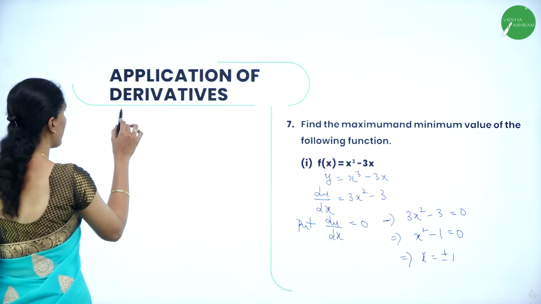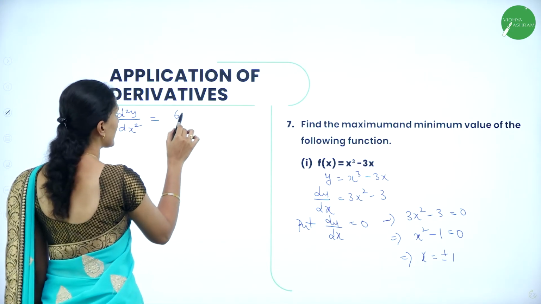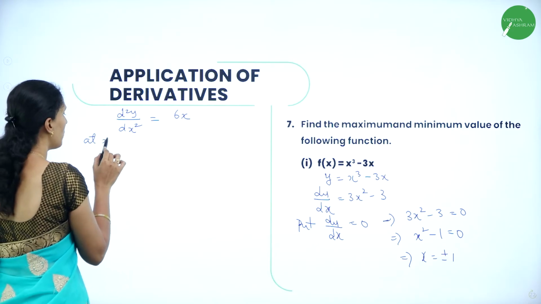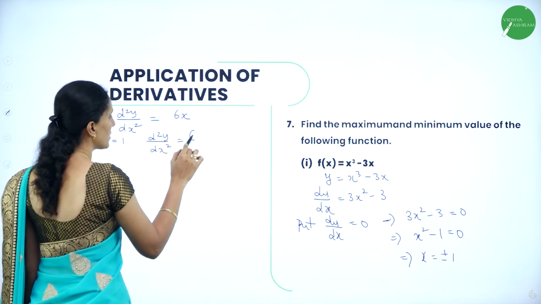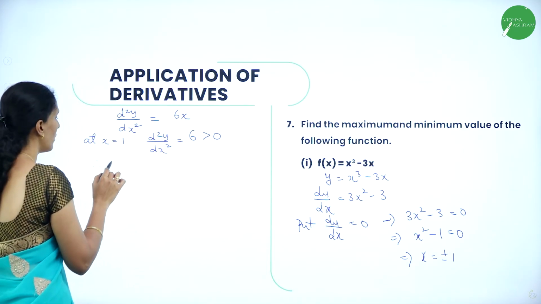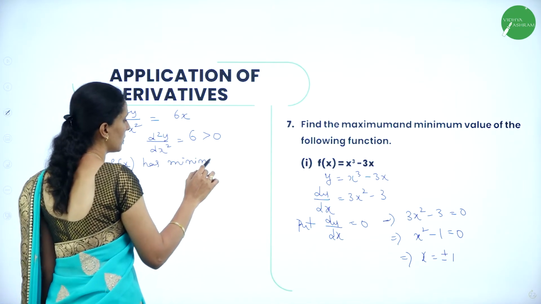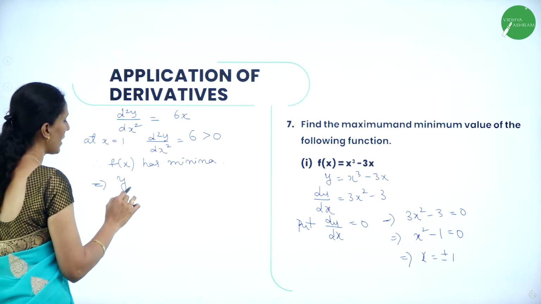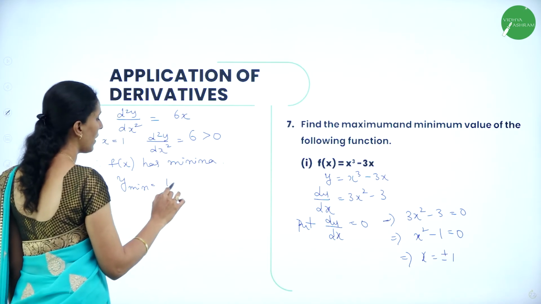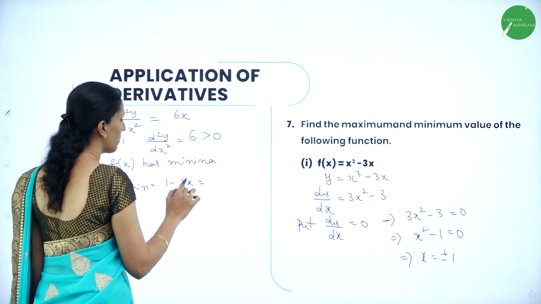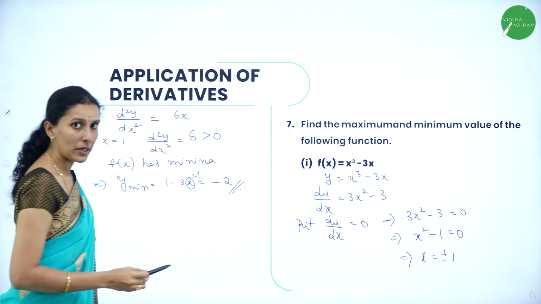So let's find d square y by dx square. Now d square y by dx square is equal to 6x. Now at x is equal to 1, d square y by dx square is equal to 6, greater than 0. So therefore, f of x has minima. So this implies y minimum is equal to, put x is equal to 1 here, that is 1 minus 3, you will get minus 2. So this is the minimum value.